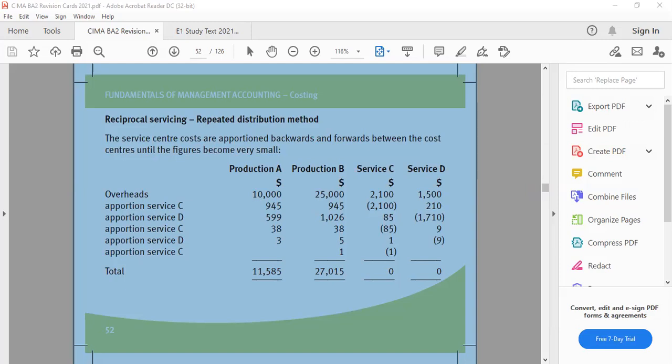Earlier, whatever 2,100 which was there in their department was already charged to other departments. So now 86 is received from service department D. So now this 86 is there in service department C. 86 again has to be apportioned in the ratio of 45 is to 45 is to 10. So let's take it up again. But this time it is not 2,100, it is just 86.